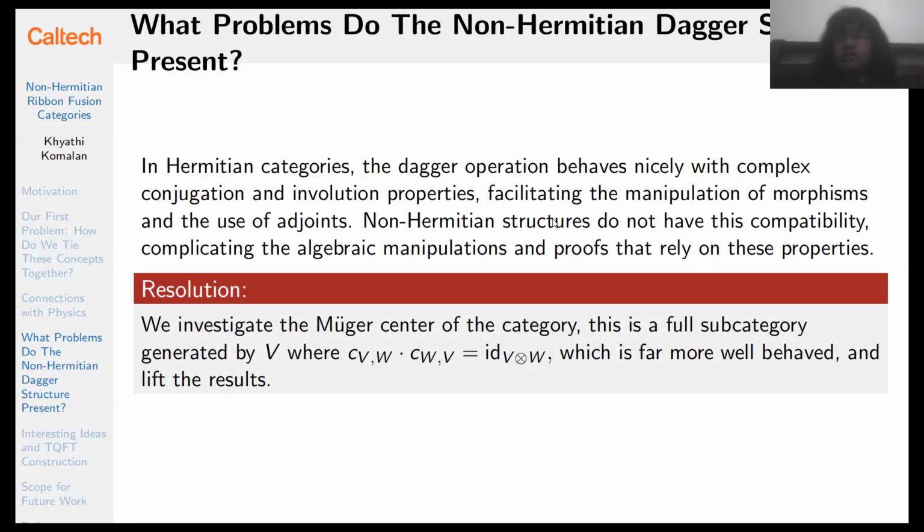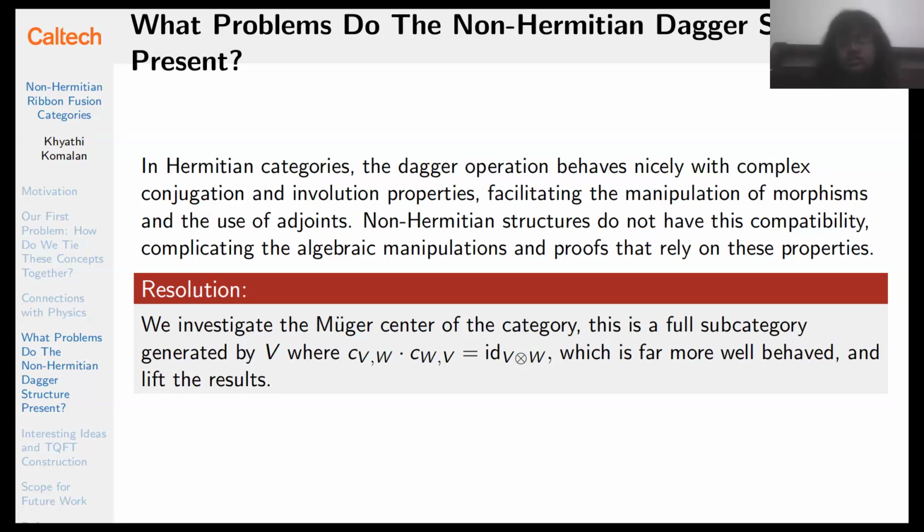So in Hermitian categories, the dagger operation behaves nicely with complex operations like conjugation and the involution properties, and this makes manipulation of symbols much easier. And in non-Hermitian structures, you basically cannot rely on any of these things.